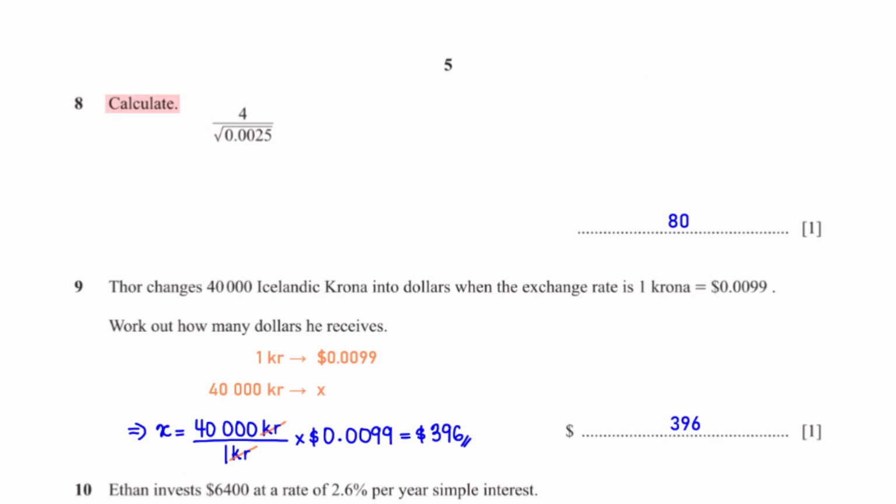Calculate 4 over the square root of 0.0025. When we type this into the calculator, we get 80.